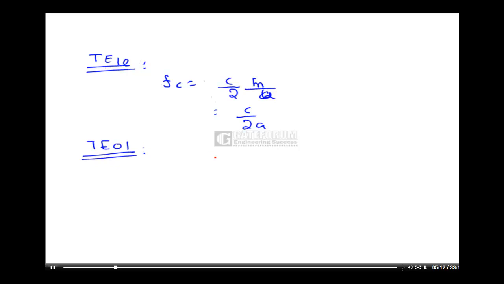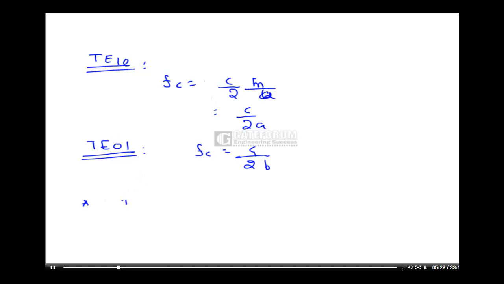Similarly, for TE10, Fc is equal to c by 2 into m by a. Since it is TE10, Fc is c by 2a, whereas for TE01, n is equal to 1, Fc is equal to c by 2b. So depending upon a and b values, the lowest possible mode exists.